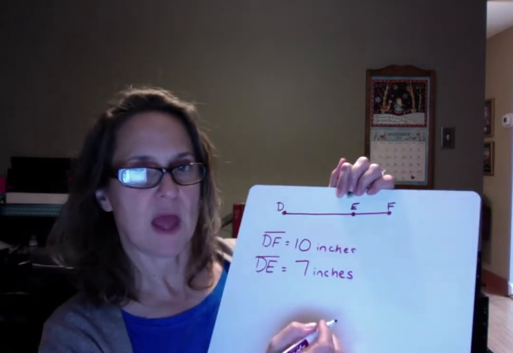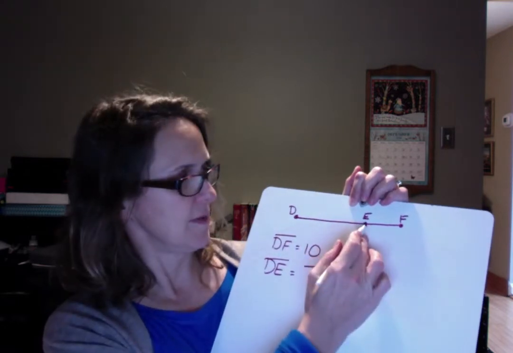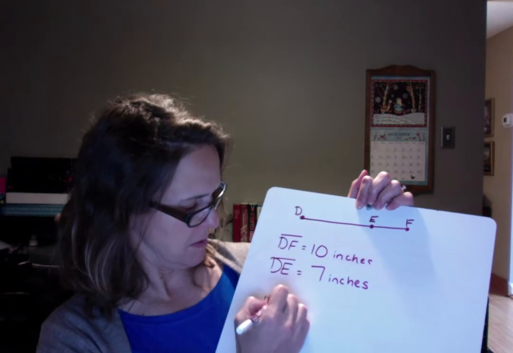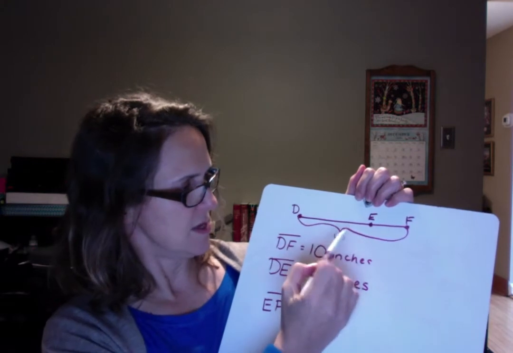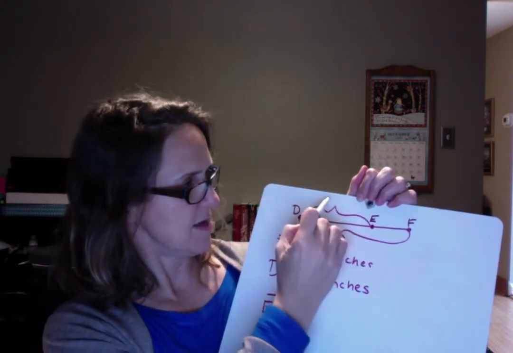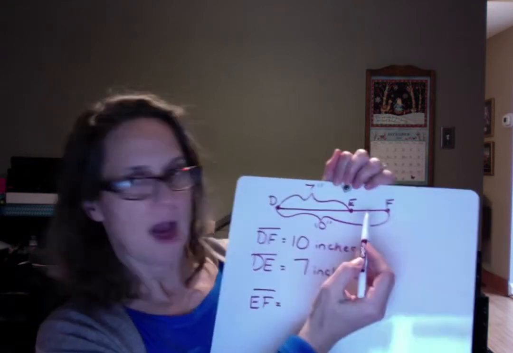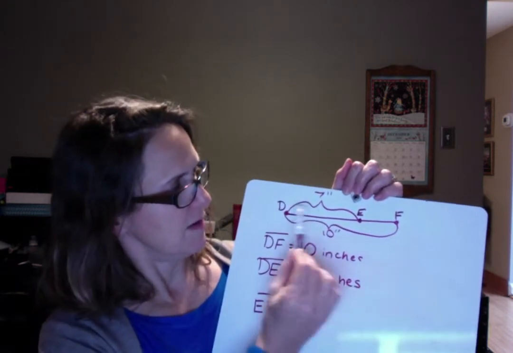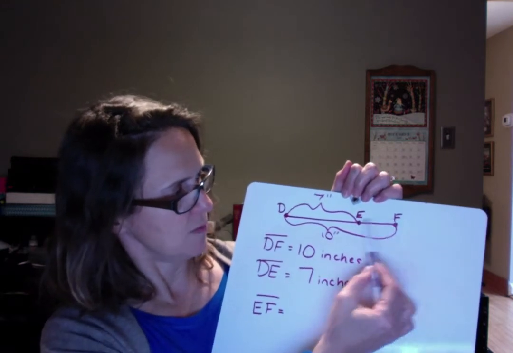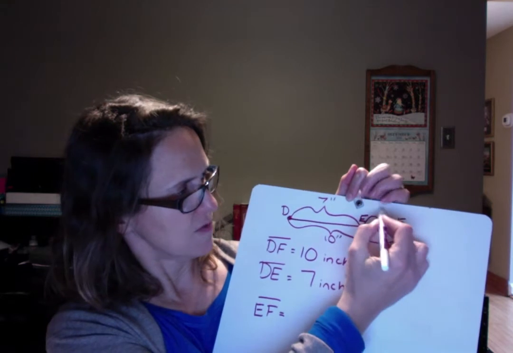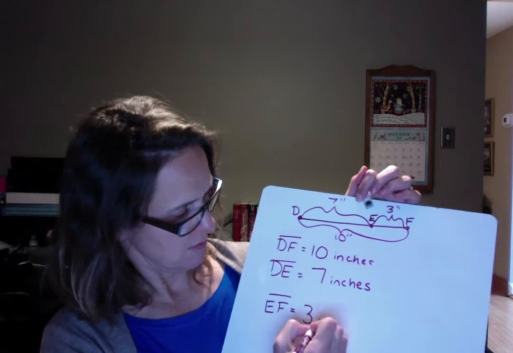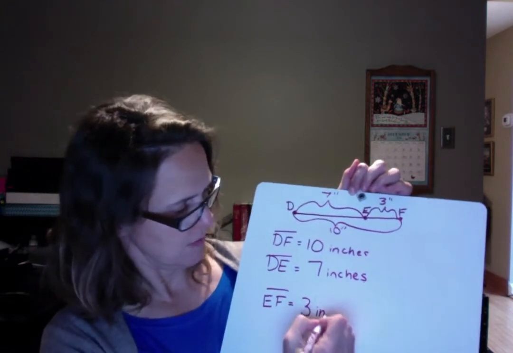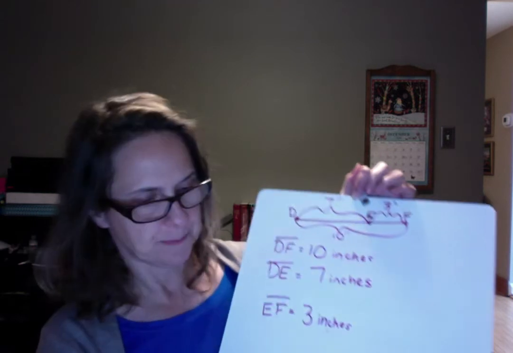Can you figure out how many inches line segment EF would be? If the whole thing is 10 inches and this segment is 7 inches, how many must this segment be? If this is 7 and we want to get to 10, how many more would we need here? 3 is correct. 3 inches. We could write it IN period, or we can write out the word inches. So you need to know how to do those.